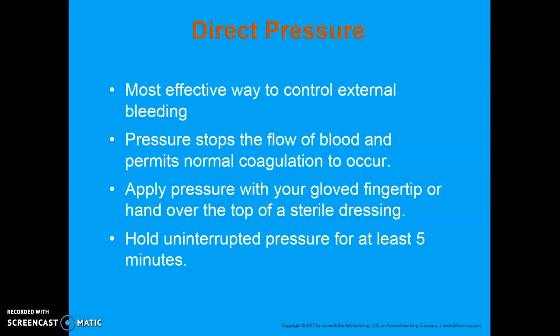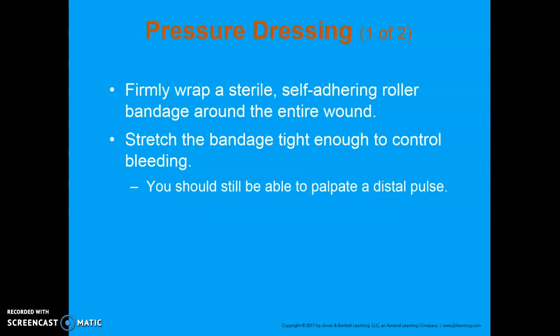And there's a skill drill 25-1 for that one. For a pressure dressing, you want to take a sterile self-adhering roller bandage and wrap that around the entire wound. You want to use 4x4 sterile gauze pads for small wounds and the big universal dressings for larger wounds. Make sure that dressing covers the entirety of the wound, and it should have a little bit of a buffer zone around it so that you don't bleed outside of that dressing.